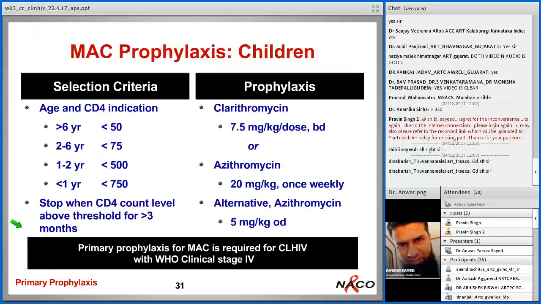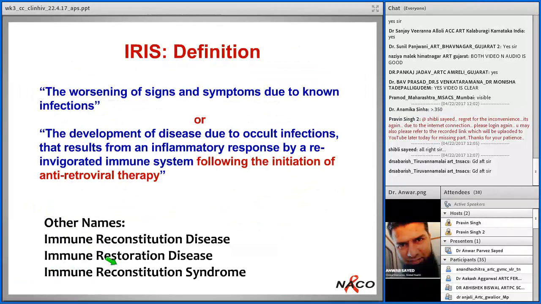MAC: in the NACO program there is no adult prophylaxis recommended. But for pediatrics it depends on CD4 and age. The prophylaxis can be given with clarithromycin, that is 7.5 mg per dose BD, or azithromycin, and like I mentioned, it needs to be given based on the level of CD4 count and age of the child. Similarly, doses are calculated. It needs to be stopped when the CD4 count level is above threshold for 3 months. Primary prophylaxis is required for CLHIV with WHO clinical stage 4.